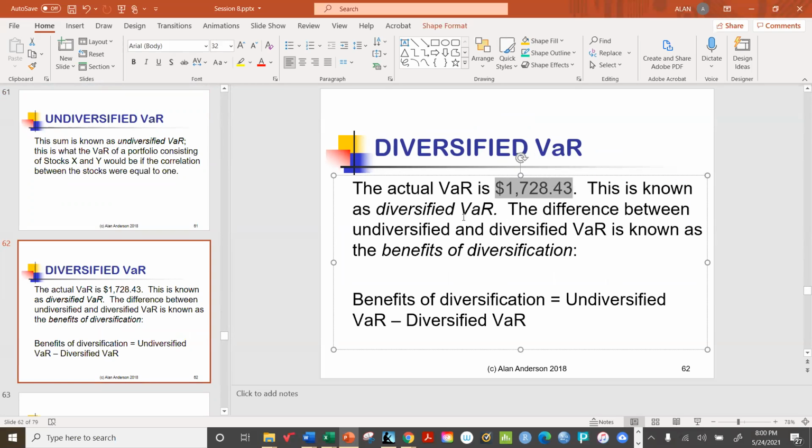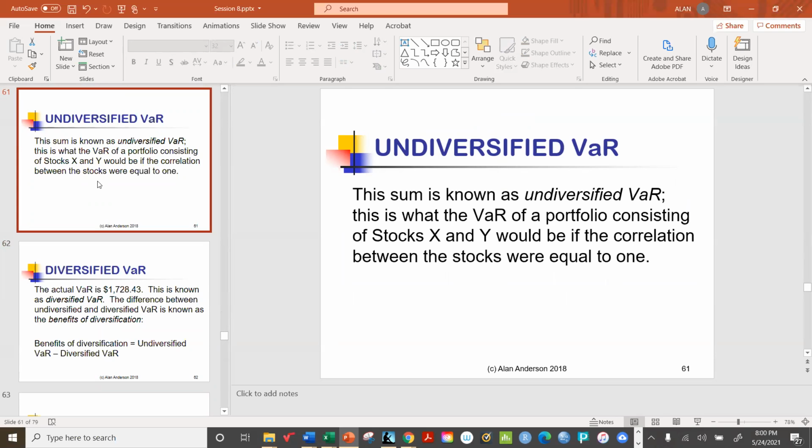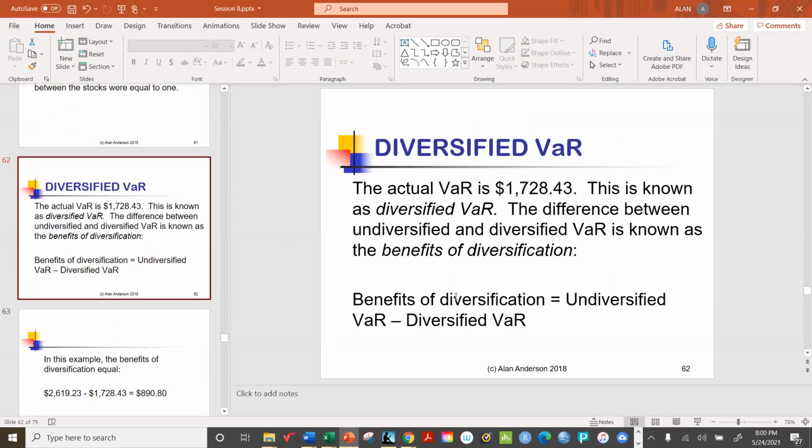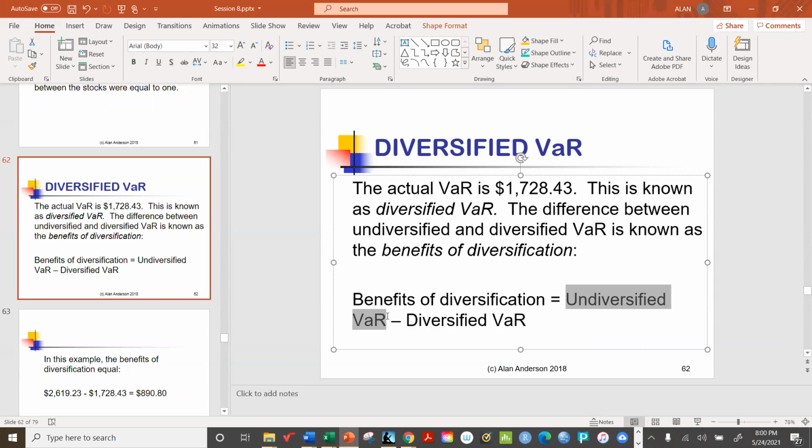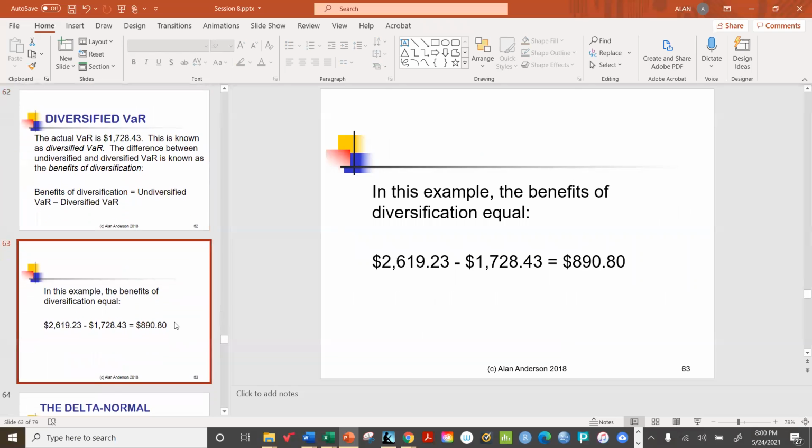Instead, it was about $1,728.43. This is referred to sometimes as diversified VAR because it comes from a portfolio with two diversified assets, as opposed to undiversified VAR, which is as high as it can go because we have a correlation of 1. The difference between the two is referred to as the benefits of diversification. You take the highest possible VAR, which is undiversified, subtract your actual VAR, and whatever's left over represents how much risk you've reduced by holding a portfolio of stocks rather than just an individual stock. Here, that adds up to about $890.